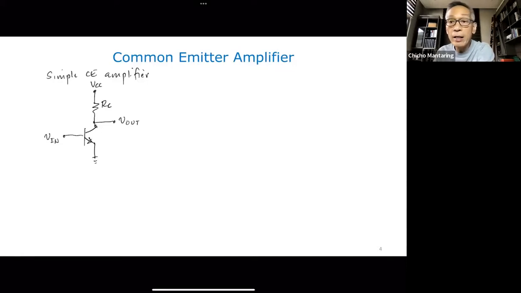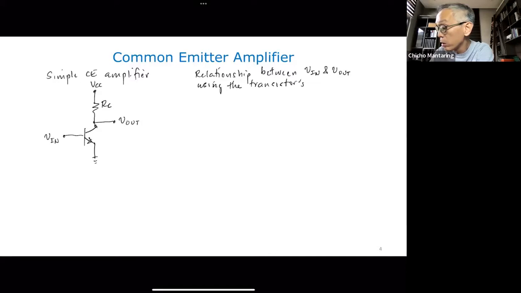Okay, let's develop a relationship between my input and my output using the exponential model of the transistor. So this is a relationship between V in and V out using the transistor's exponential model.